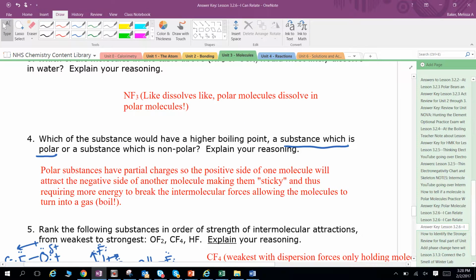Which substance would have a higher boiling point, something that's polar or nonpolar? Well, again, things that are polar have those partial charges, making them love each other and be very attracted to each other. So things that are polar would be harder to boil because you would require more energy to break those intermolecular forces.